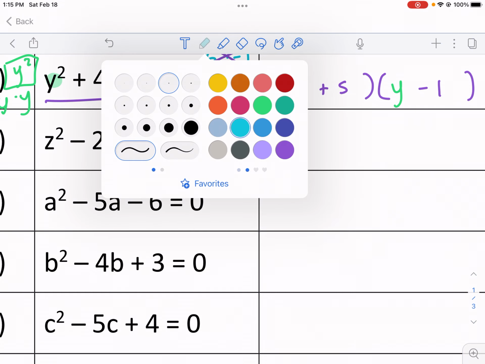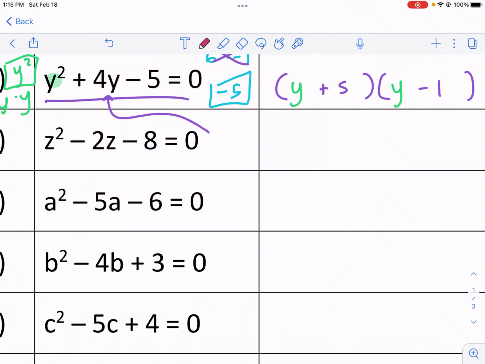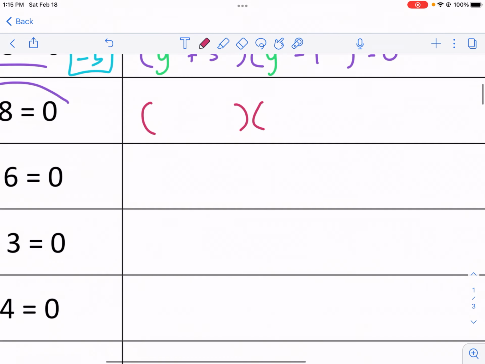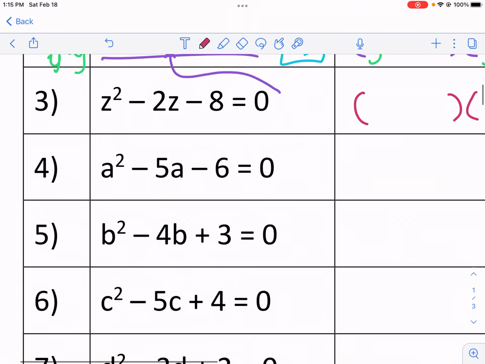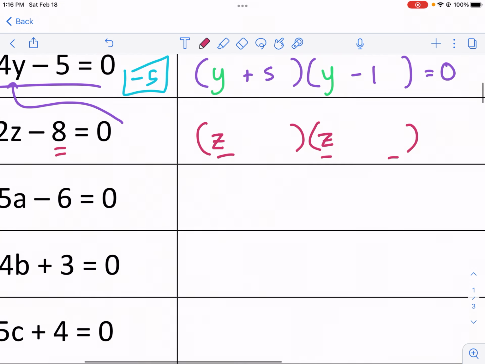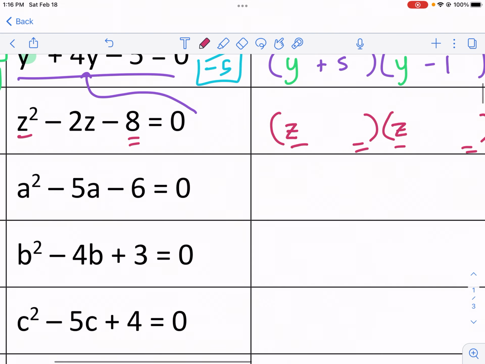And I'm also going to go to one color just to speed things along, okay? So, again, parentheses. This is for number 3. Okay, so z and z will give me z squared. That one is obvious, okay? So right there, first slot. Then my second slot is going to go for the last term. What times what will give me negative 8?